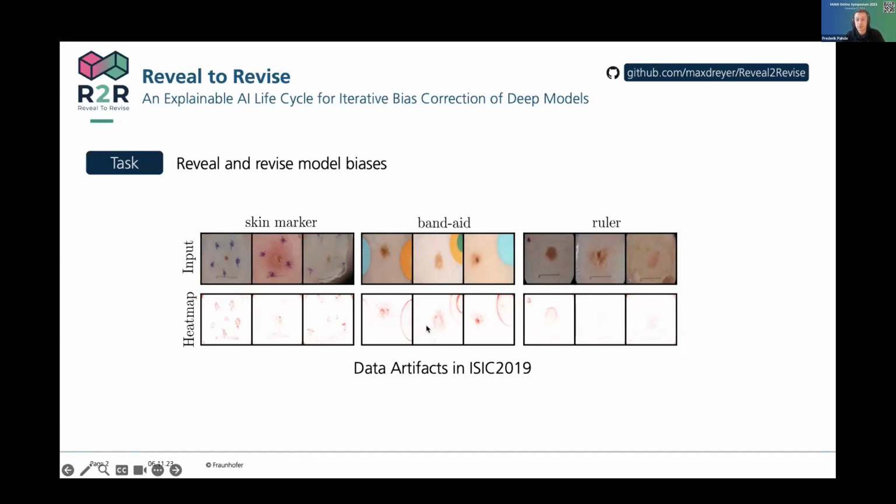The next example is even more problematic. Here we have band-aids, colorful band-aids. So in the ISIC data set, there are a couple of hundreds of those images, but all of them are benign lesions. So this is one of those shortcut learning examples that was also mentioned before, that the model might use this as feature, that if there's a band-aid, then this is no cancer, it's benign. And this is, of course, extremely dangerous if we deploy those models in practice. And there are many more examples for different artifacts, including, for example, hair or skin color.